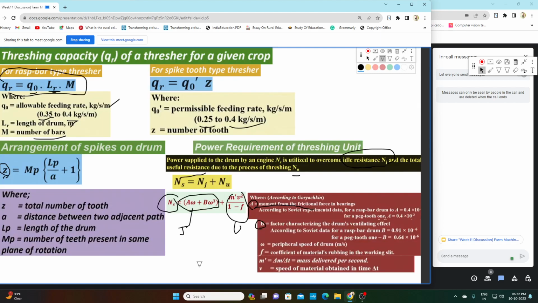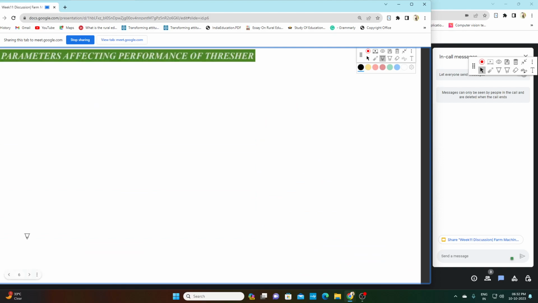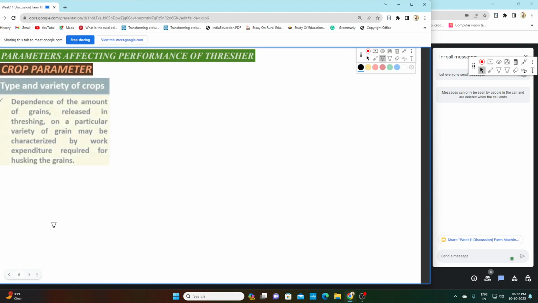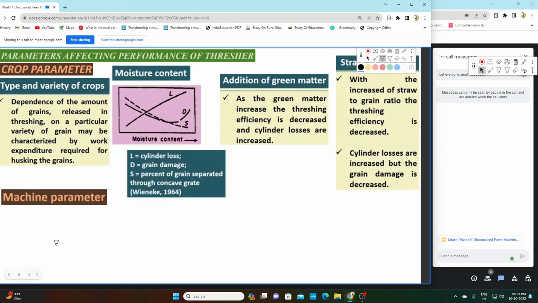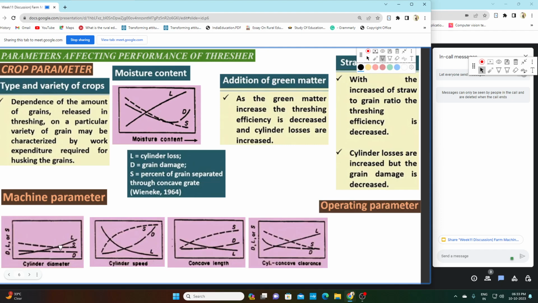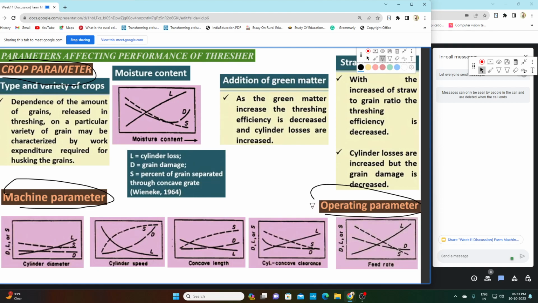Now we will see the parameters affecting the performance of the thresher. There are three things that affect the performance of the thresher: one is the crop parameter, second is the machine parameter, and third is the operating parameter. These are the three parameters that will affect it. Now we have to see how these are affecting.